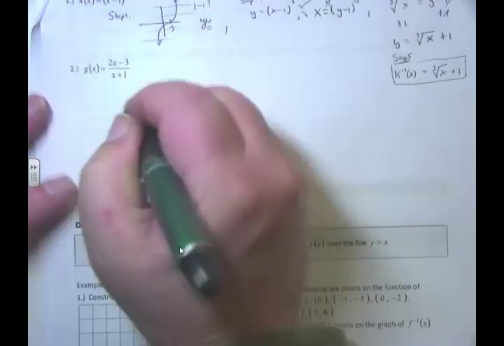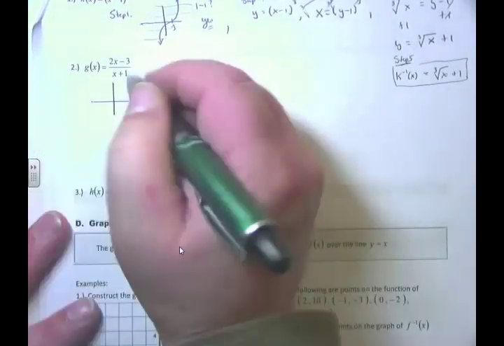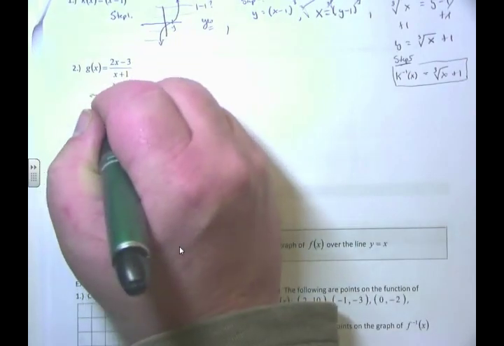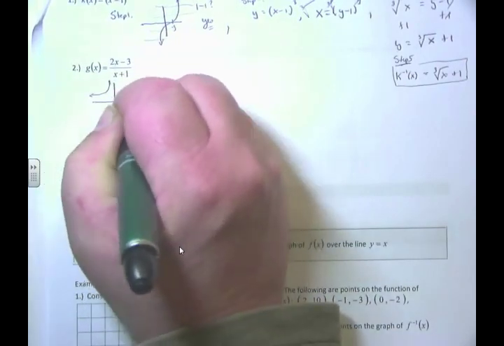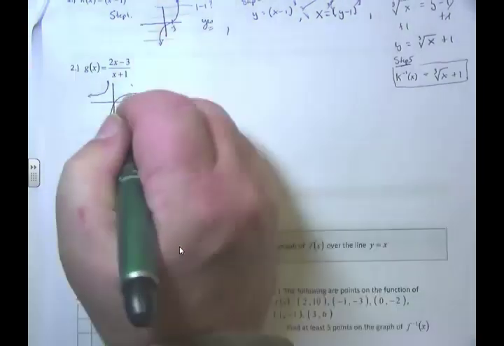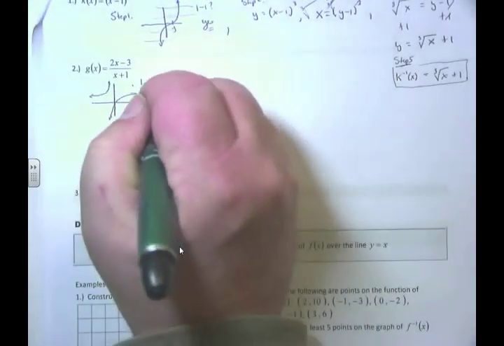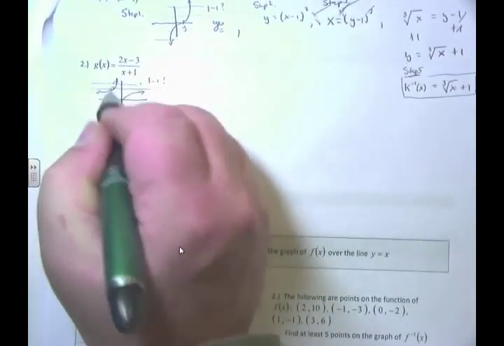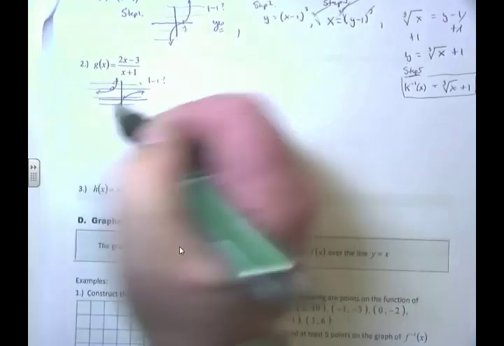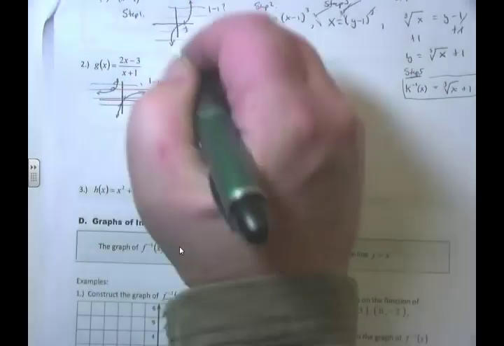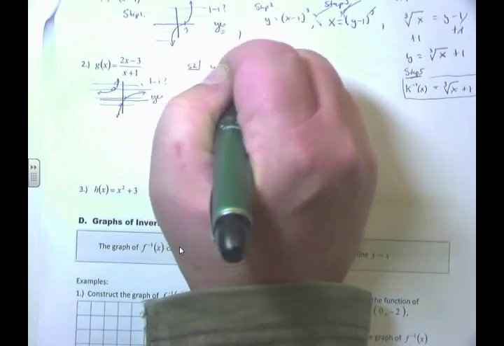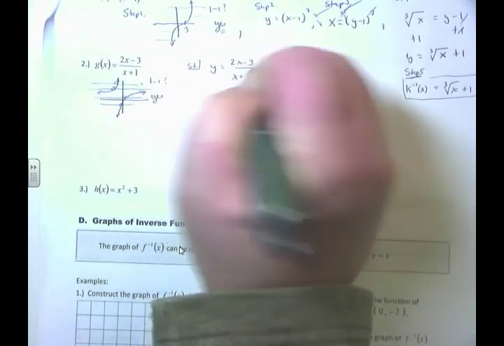It looks like that. Now, we've seen a problem that looks like this before. Is it one-to-one? Any horizontal line only intersects at one spot. So the answer is yes. So you can continue. Step number 2, replace the function with y. It gives me y equals 2x minus 3 over x plus 1.